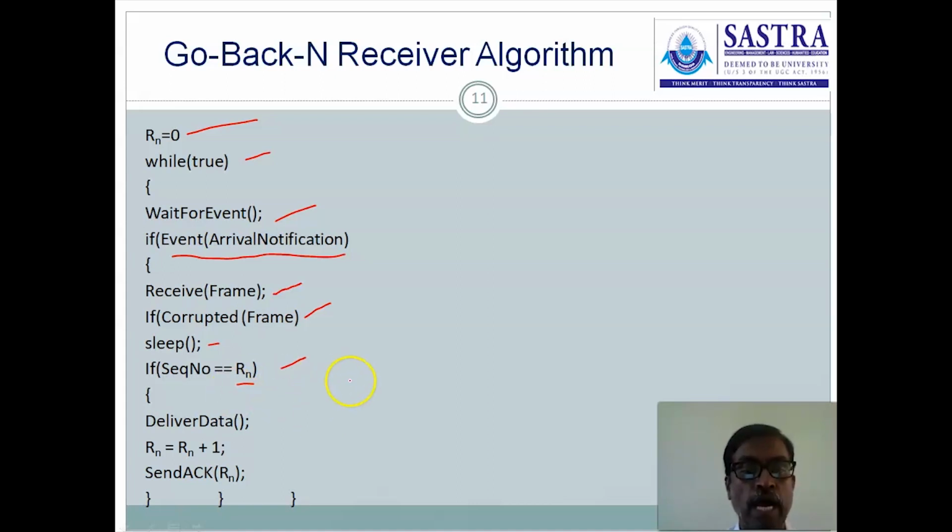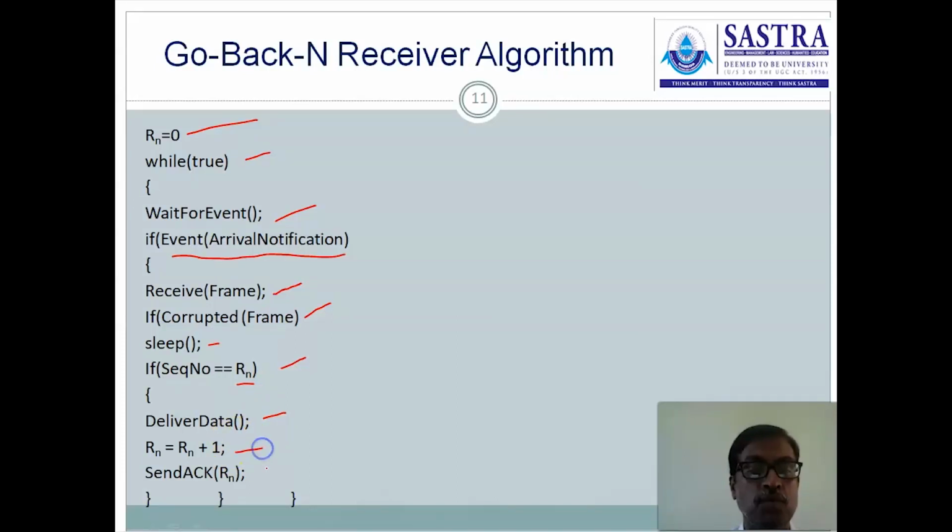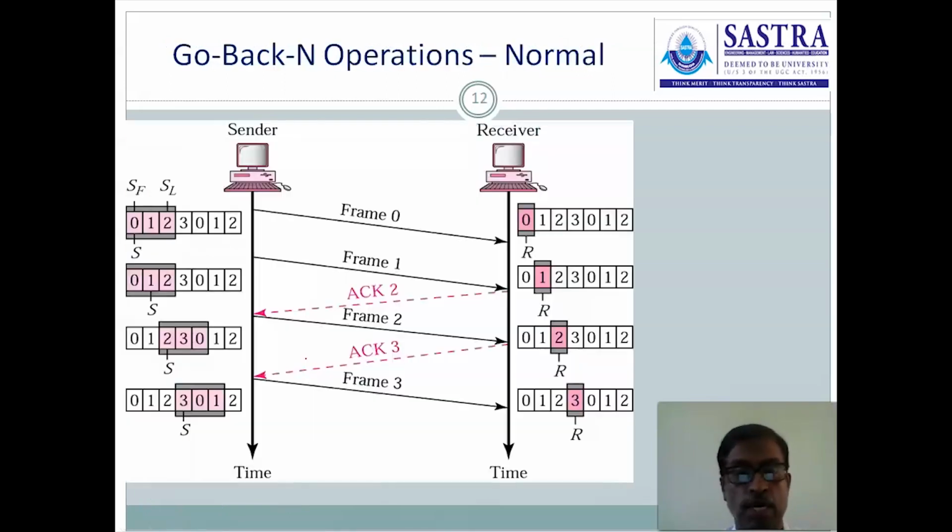In order to do that, it checks the sequence number of the received frame. If it is equal to the expected frame, then data is extracted and delivered, and then Rn is incremented by 1, and the acknowledgement is sent for the received frame. This is the algorithm executed at the receiver.